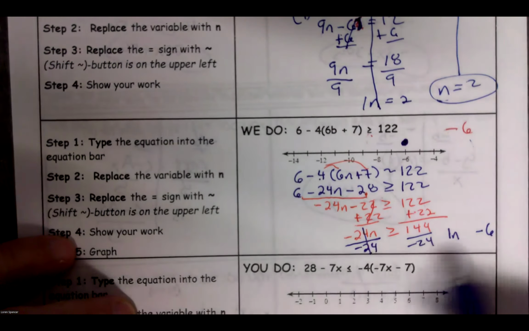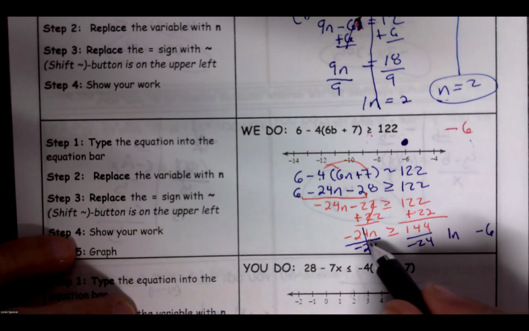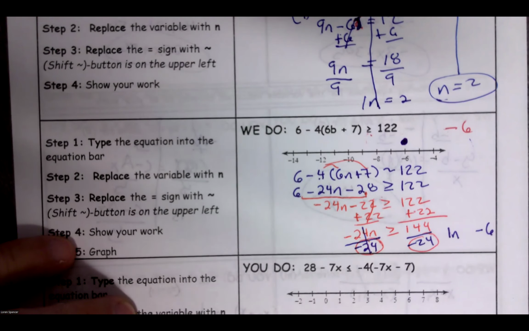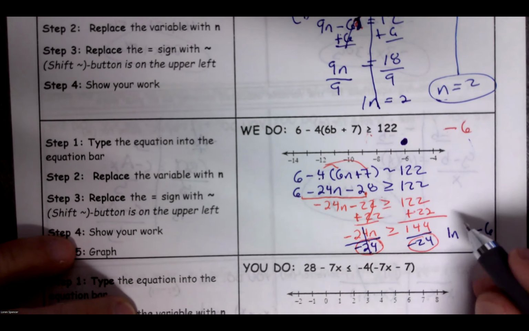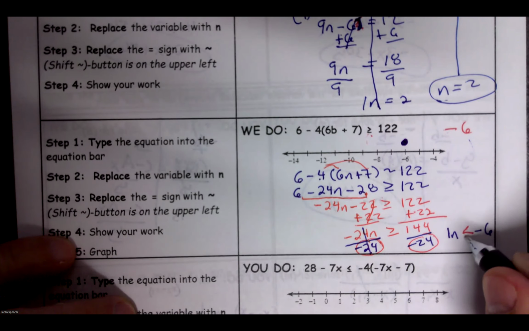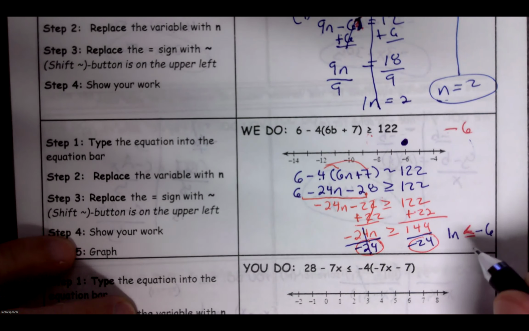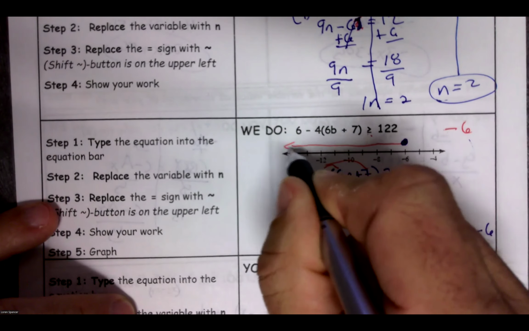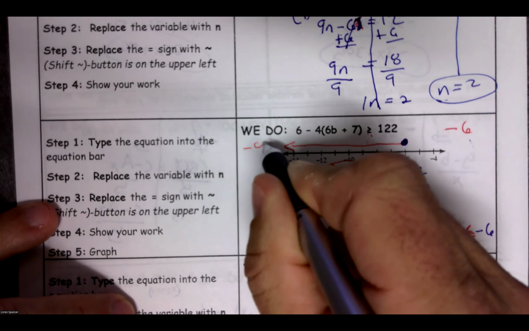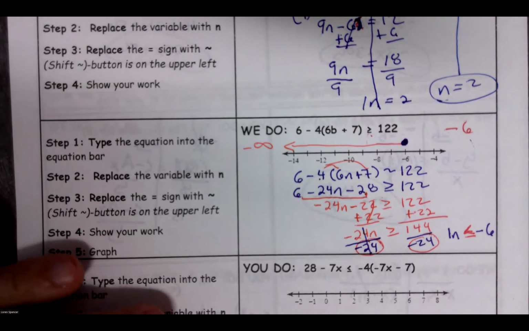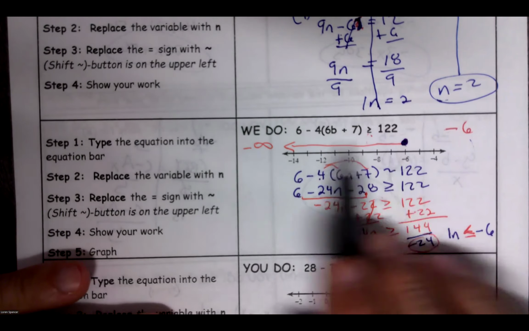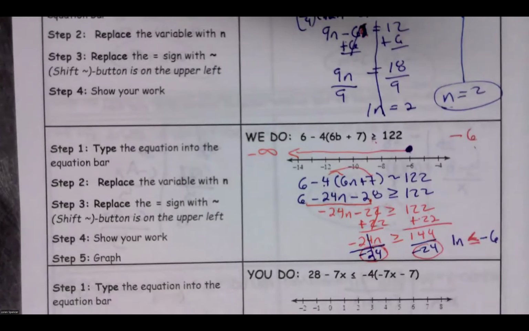But since I divided by negative, if I multiply or divide by negative at the end, I have to flip the sign. So this sign is going to change directions, and it's now a less than or equal to. So I'm drawing it this way, and this goes all the way to negative infinity. All right. So any number negative 6 or less is an answer.